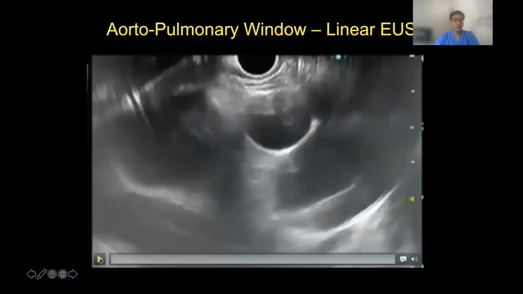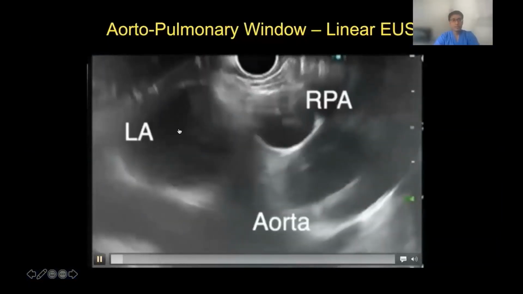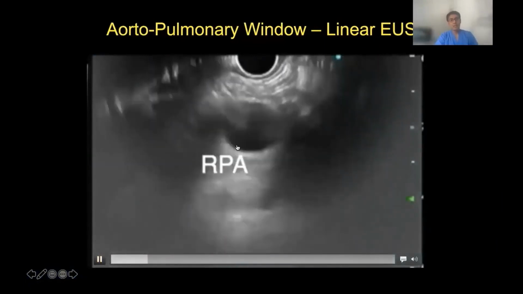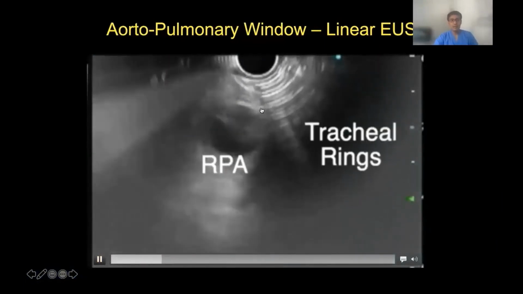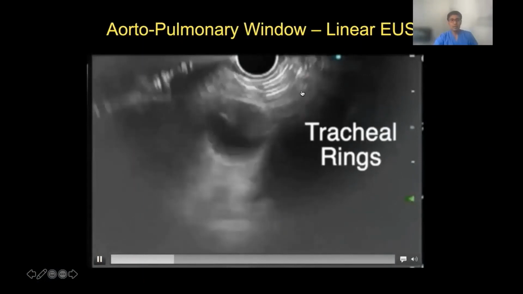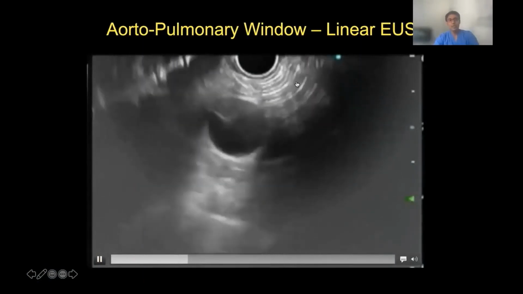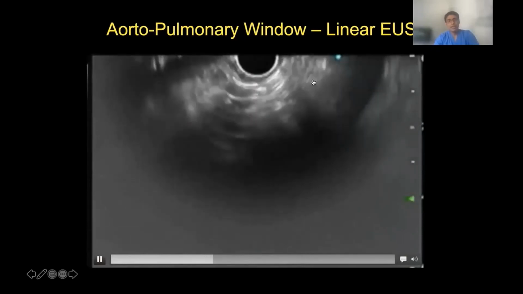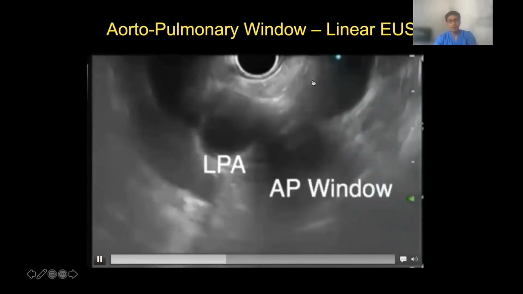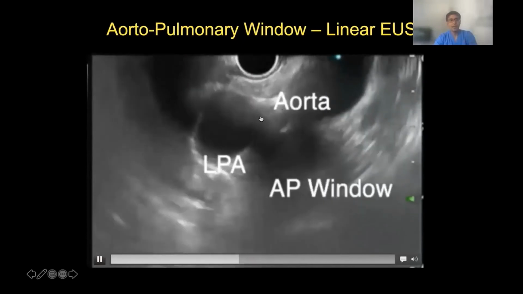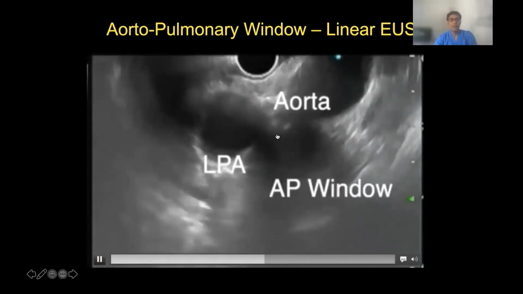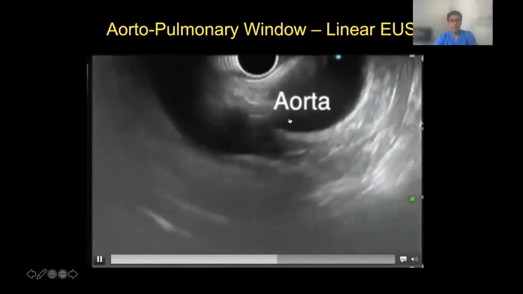So we start from the subcarinal space. So this is the left atrium, right pulmonary artery, subcarinal space. Keep the right pulmonary artery in focus. With slow withdrawal, we can appreciate tracheal rings coming here. Once we see the tracheal rings, give a 90-degree anti-clockwise torque towards the left side. We can see the aorta and the left pulmonary artery. So the space between these two is the aortopulmonary window.